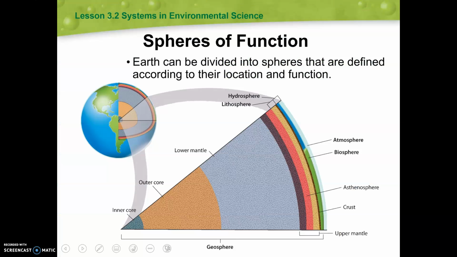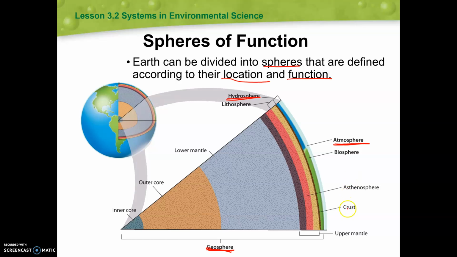So if we take a look, different spheres function. The Earth can be divided into spheres that are defined according to their location and function. Some of the things that we've already talked about here is our atmosphere. With our atmosphere, we also talked a little bit about our hydrosphere with the water cycle and ocean currents. And what we're going to focus on today is mostly our geosphere. Within our geosphere, we're going to see our different divisions of the Earth.